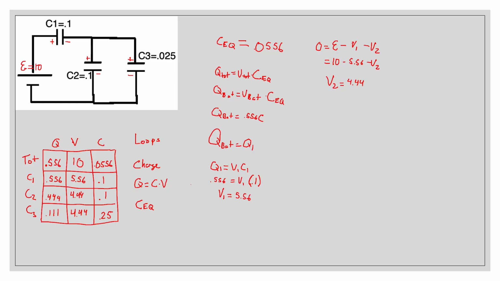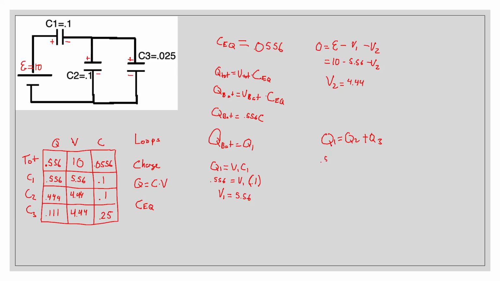Now, when solving a circuit like this, you can always check to see if your answer is correct. Because the final thing we haven't solved for, once we solve for those, is we know that Q1 was supposed to equal Q2 plus Q3. Let's see if we're right.